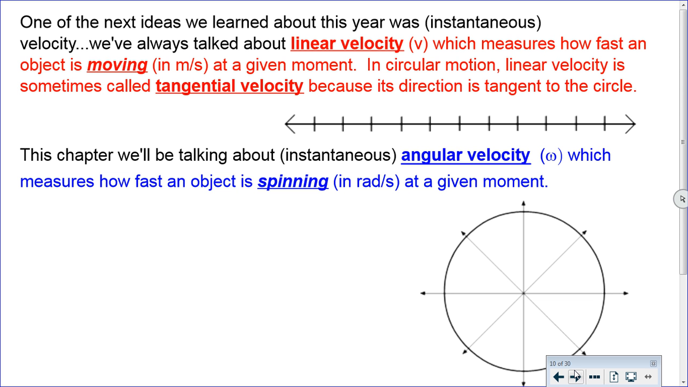Also, if you can throw a ball that fast, you should be a professional baseball pitcher.